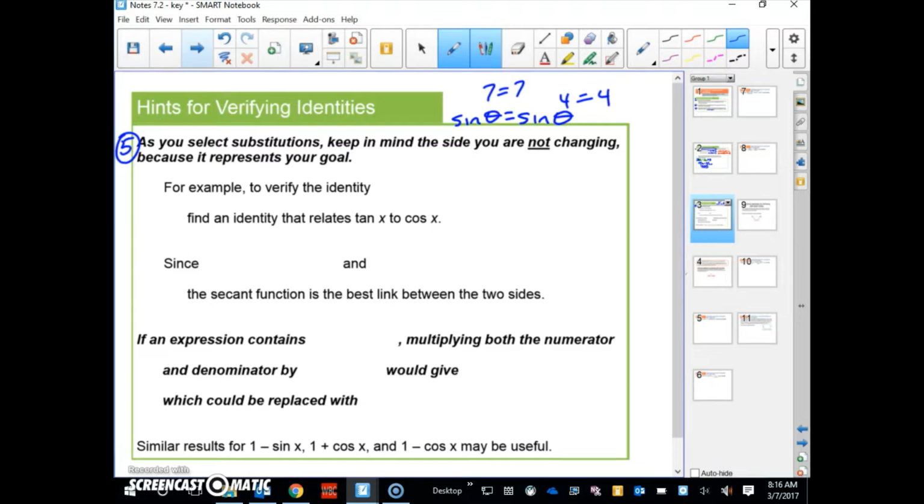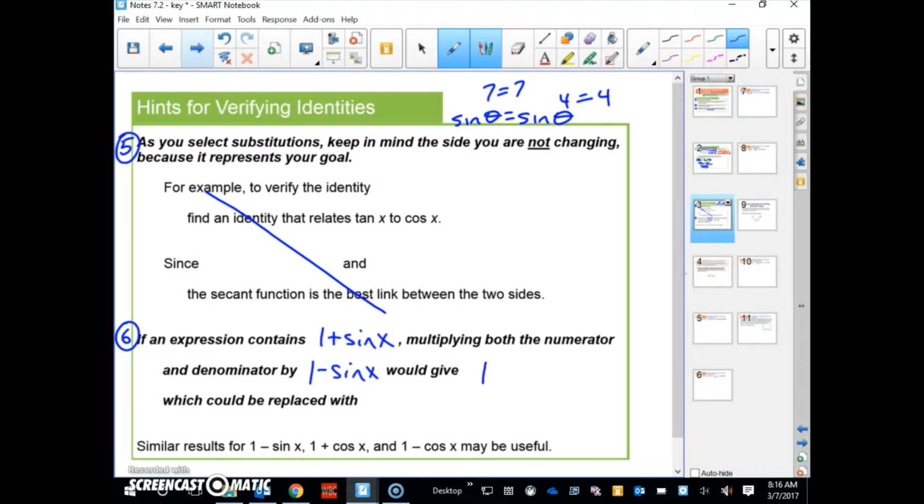Okay? I don't know that this stuff is helpful, so I'm going to skip that one. And hint number 6, if an expression contains something like 1 plus sine x, multiplying both numerator and denominator by its conjugate, 1 minus sine x, would give you something that's useful.